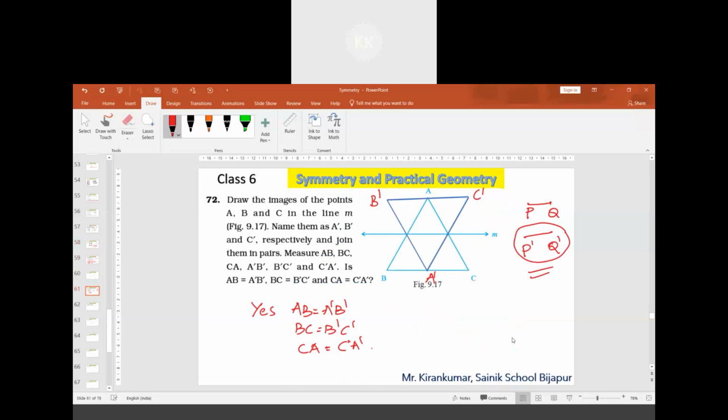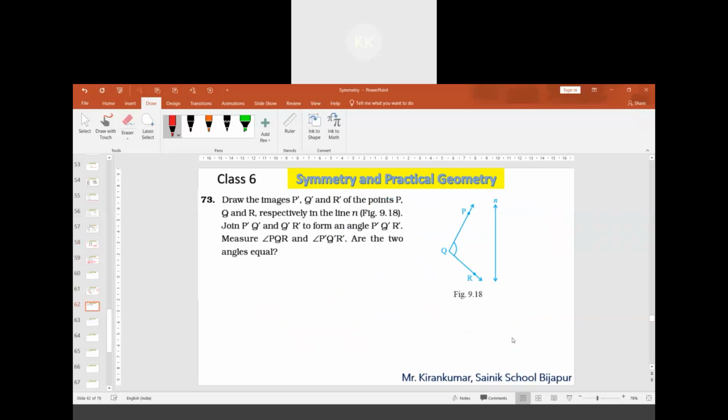Coming to the 73rd question, there are P, Q mentioned towards this side. You have to draw the image P dash, Q dash, R dash of the points P, Q and R, and you have to join them, and you have to measure the angles and say whether the angles are equal or not.